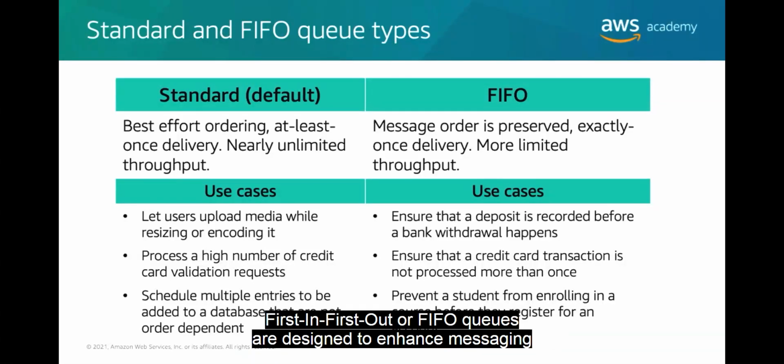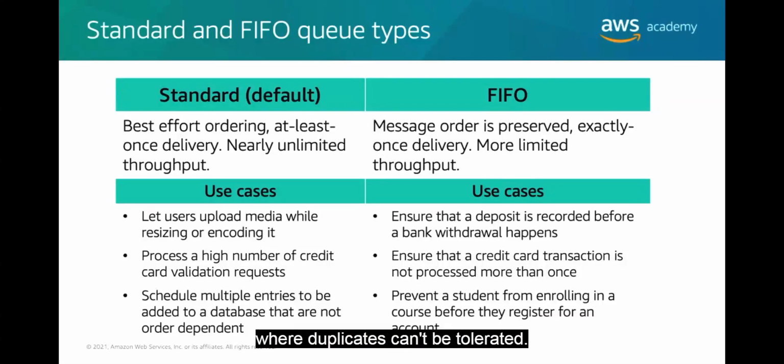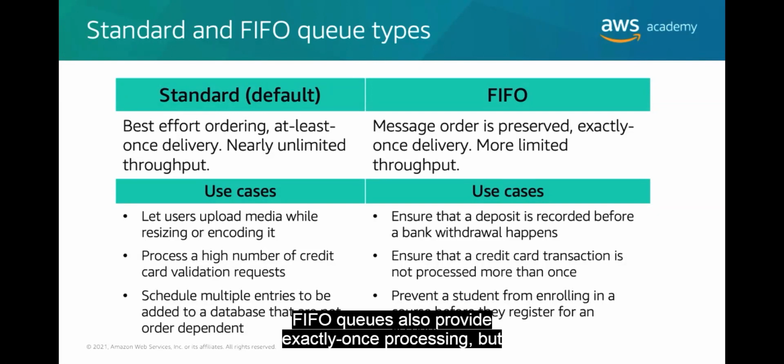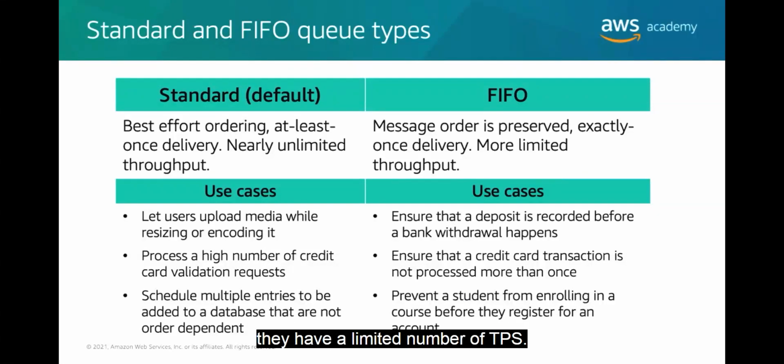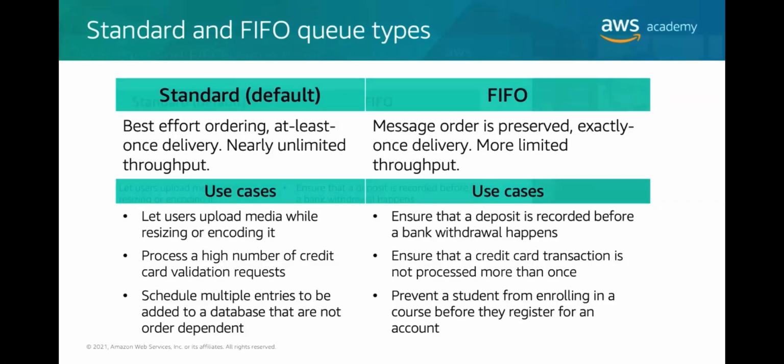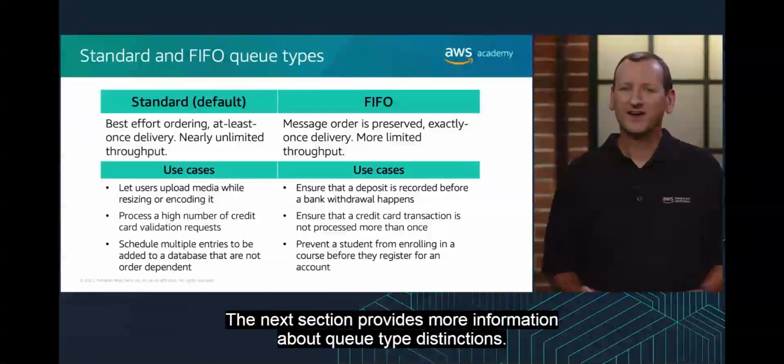First in, first out, or FIFO queues, are designed to enhance messaging between applications when the order of operations and events is critical, or where duplicates can't be tolerated. FIFO queues also provide exactly once processing, but they have a limited number of TPS. The next section provides more information about queue type distinctions.